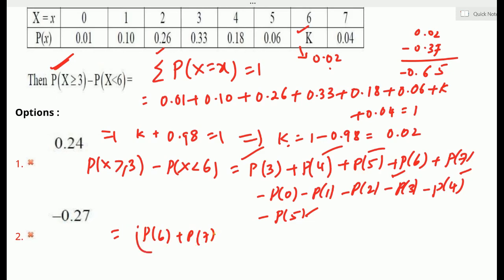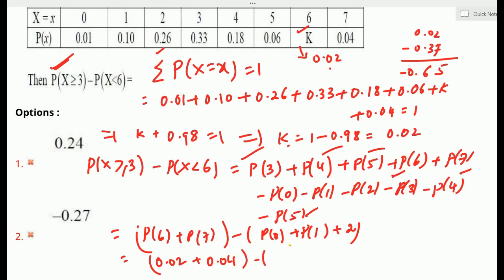And with minus, negative terms are minus of P of 0 plus P of 1 plus P of 2. These are the negative terms. P of 6 we got the k. P of 6 is k. K plus, what did we get? 0.02. Probability of 6 is k, k is 0.02, plus 7 probability 0.04, with minus of P of 0, probability 0.01. We take all these from the table form. Plus P of 1, probability 0.10, plus P of 2, probability 0.26.